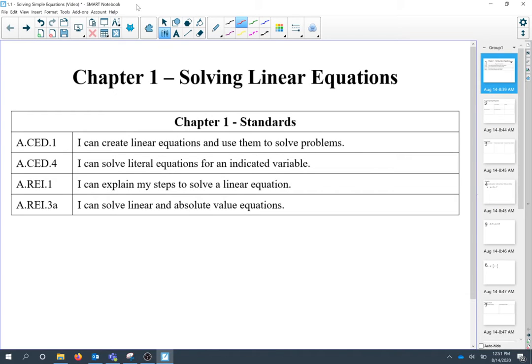Okay, everybody, and welcome to Secondary Math 1. We're going to start the year with Chapter 1, which is Solving Linear Equations.